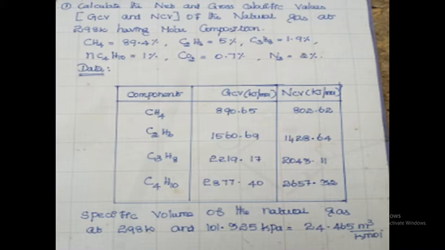Okay. The specific volume of the natural gas at 298 Kelvin and 101.325 kilopascal is equal to 24.465 meter cube per kilomole. So these are the data given. Using this data, we are going to calculate GCV and NCV values. This is our objective of this problem. Are you clear or not? Okay.